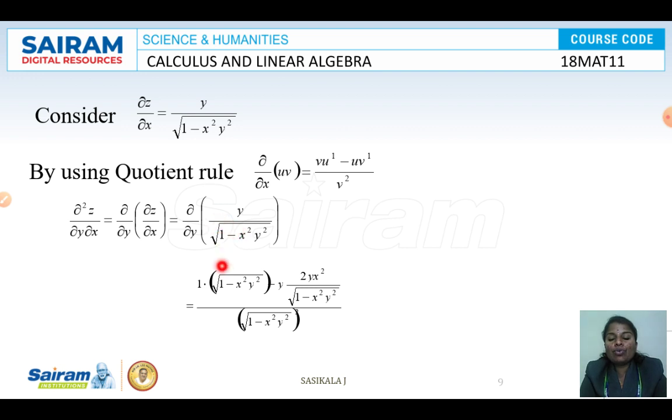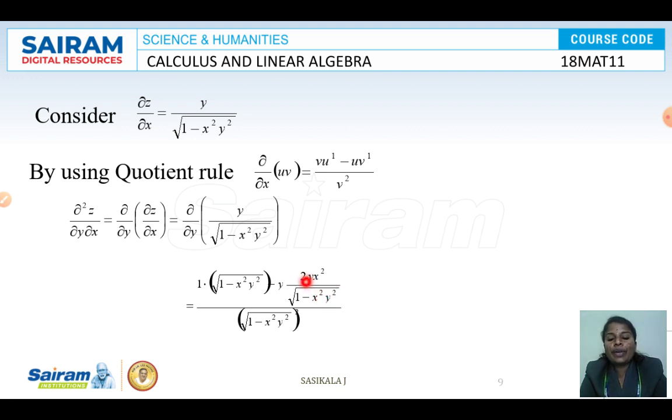Denominator into root of 1 minus x squared y squared into differentiation of y will be 1. Okay. And minus of y into 1 by root x. What is that? I'll be having a 2 into root x, root of 1 minus x squared y squared, 1 by root x. Okay. So what is that?